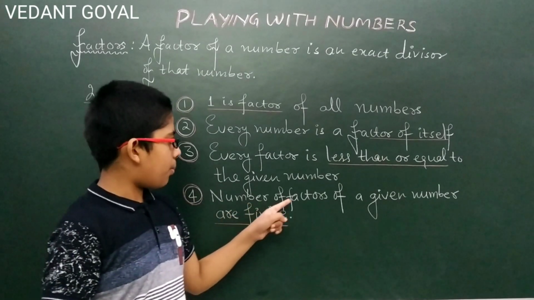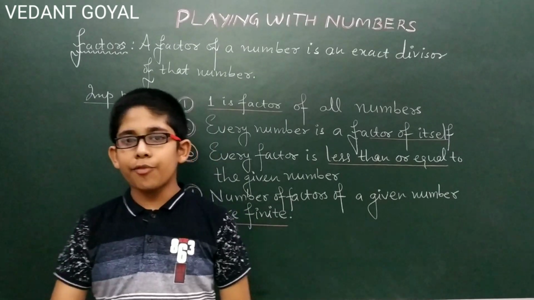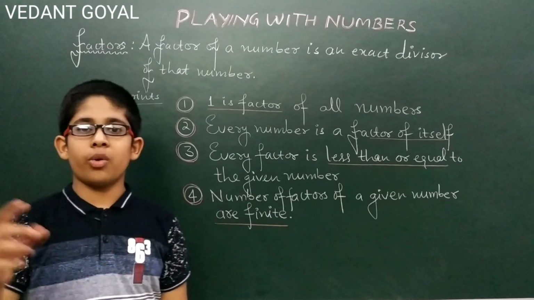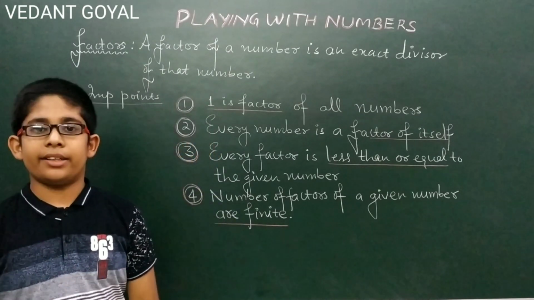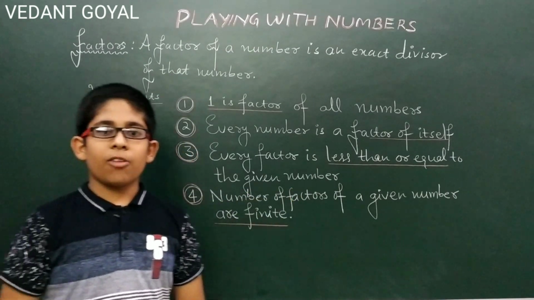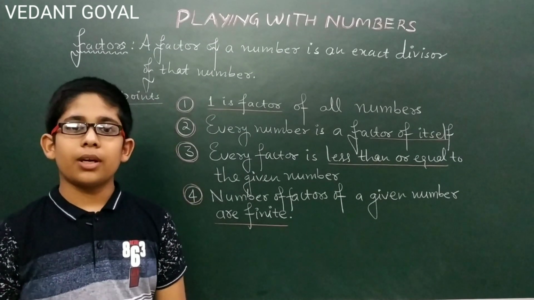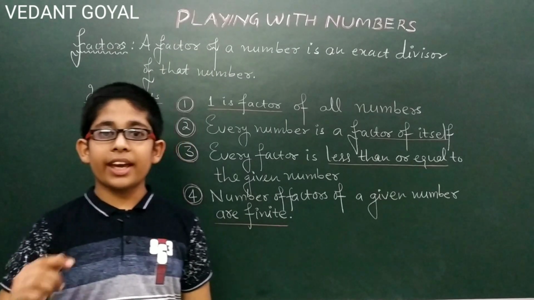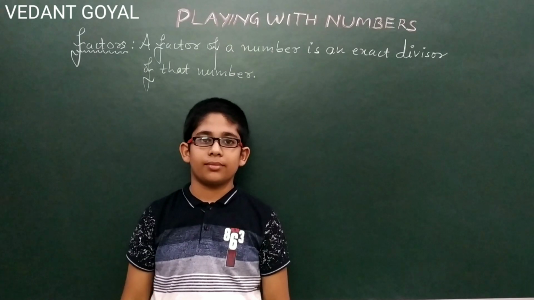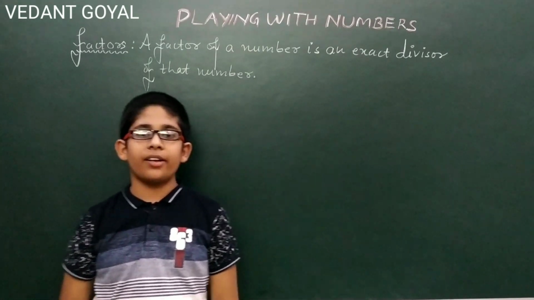Fourth point, the number of factors of a given number is finite. If we take 4, you know that there are 3 factors in 4: 1, 2 and 4. So they are finite. If we take a very large number in crores, there will be a finite number of factors. There will be many factors, but they will be finite. They can be counted. Okay? Understood?